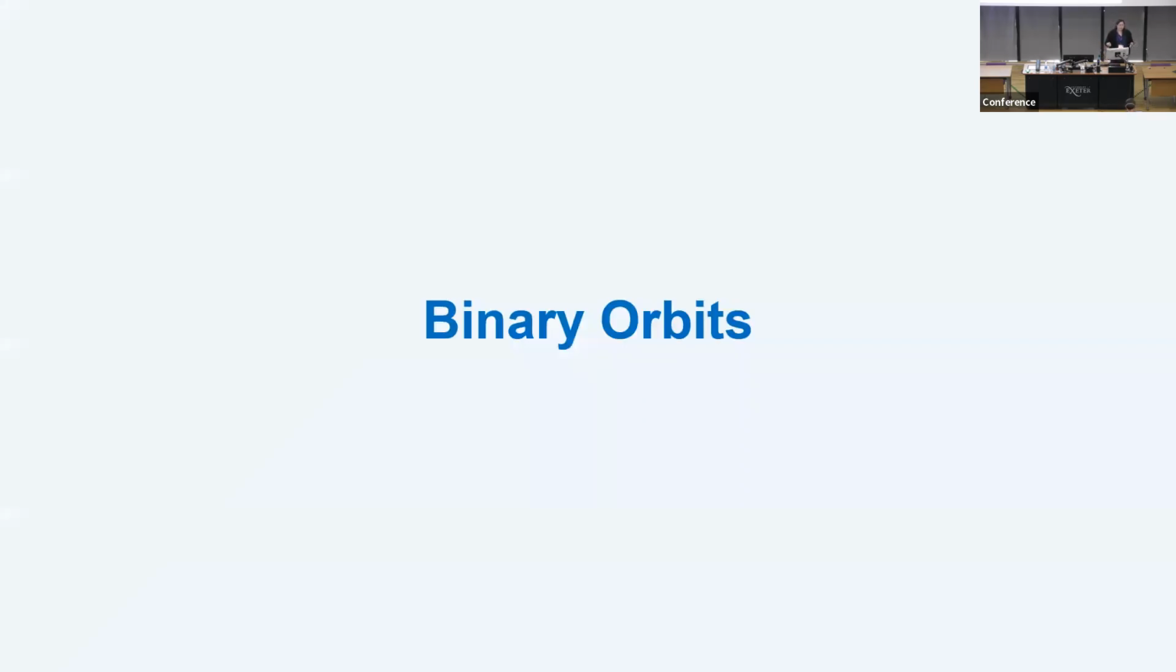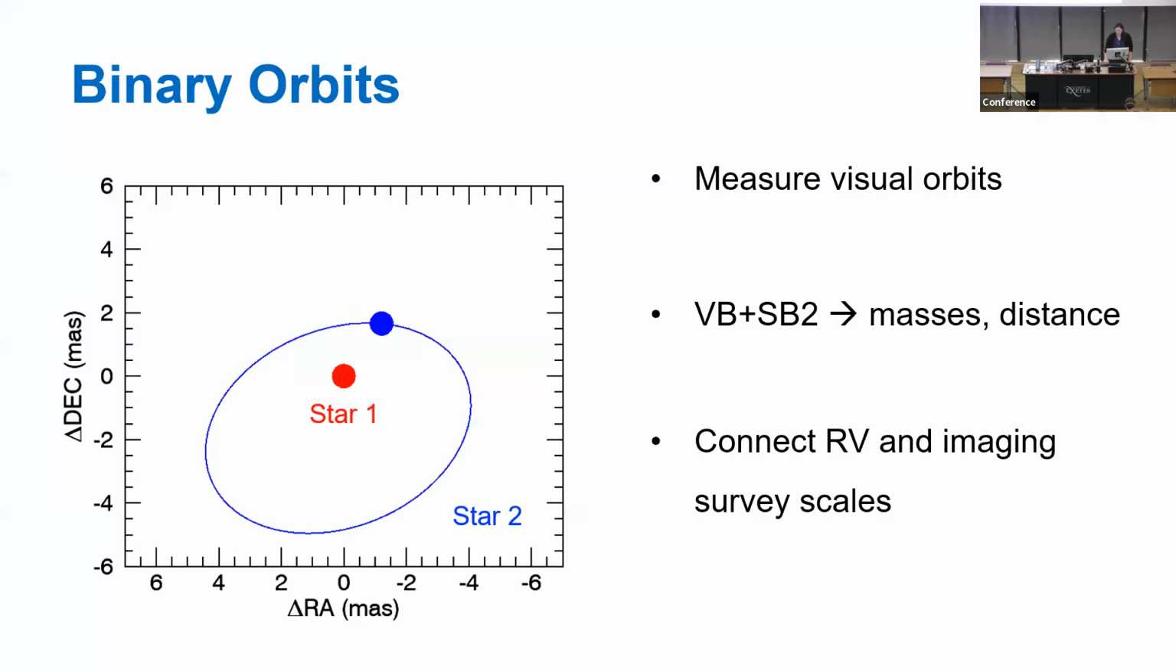So once you have all of your observations, the most basic thing you can do with the binary is to measure the orbit. We're going to look at a bunch of orbits for the next few minutes. From interferometry, you get the visual orbit, as we've seen some examples already, by measuring the position of the secondary star and watching it move around the primary star on the plane of the sky. And then when you combine it with the spectroscopic orbit, you get the masses and the distance to your binary system.